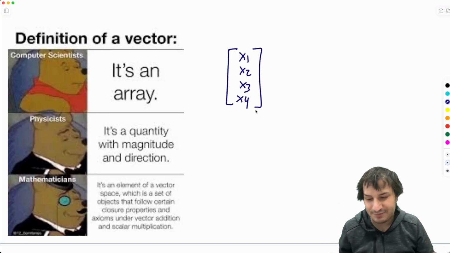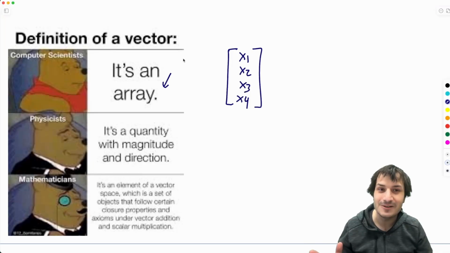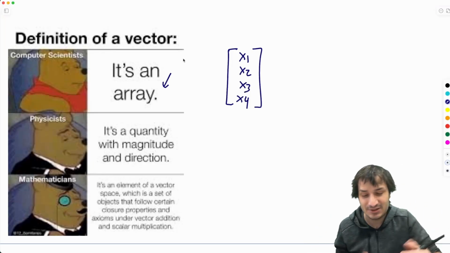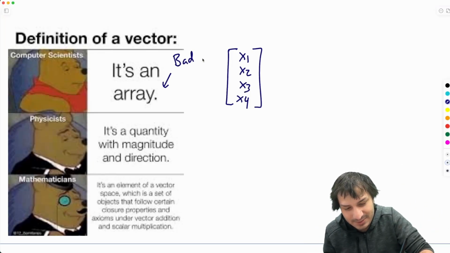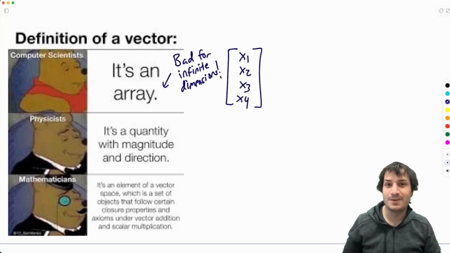Now, the problem with this definition is it's an array. This kind of breaks if it's infinite dimensional, and that is essentially what we want to study in this class. So this is bad for infinite dimensions, and that's why we don't want to do it.